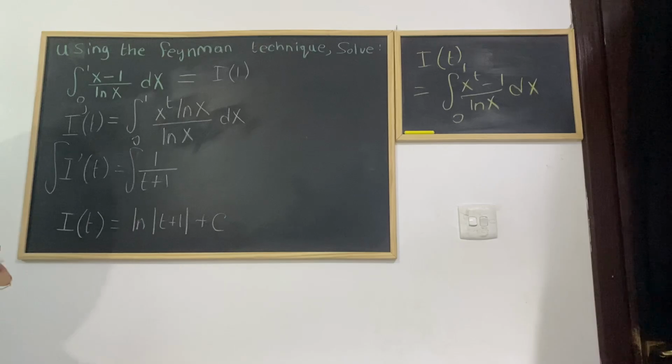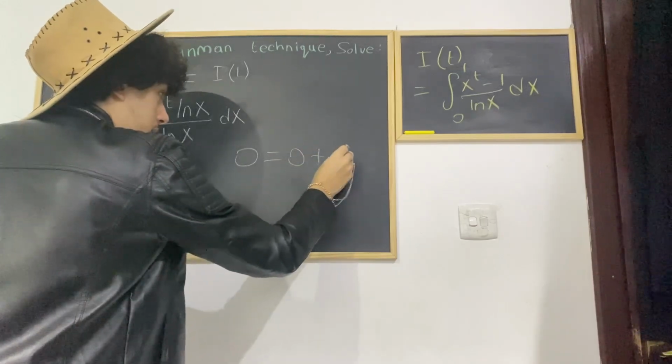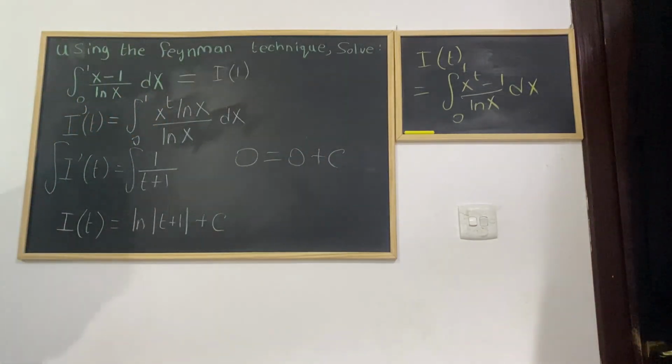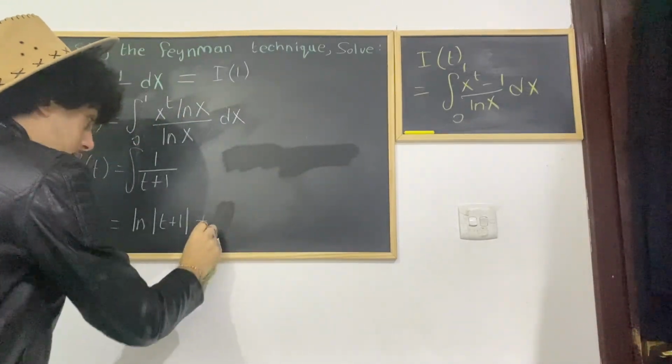So if we take t as 0 and equate both functions together, we're going to get that 0 is equal to 0 plus c. That's what we're going to get. So c is just equal to 0. So let me erase this, and let me also erase our c because it's just 0.